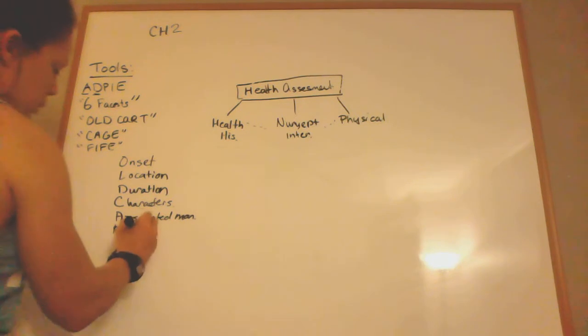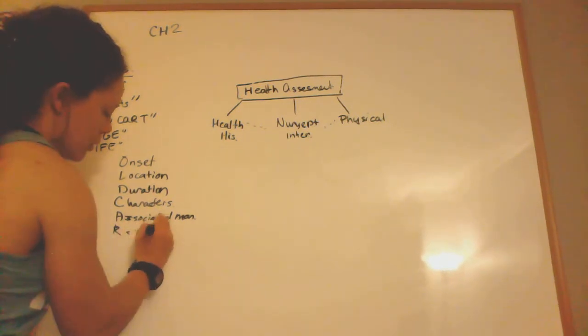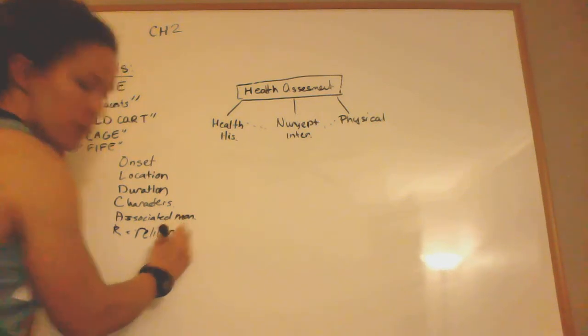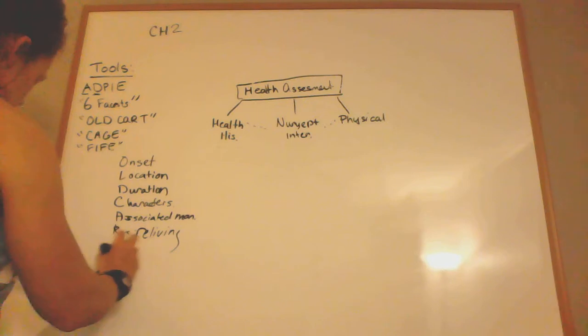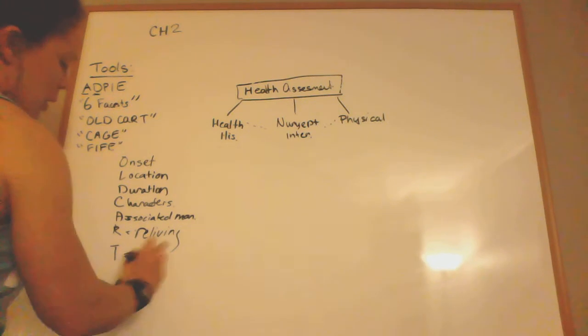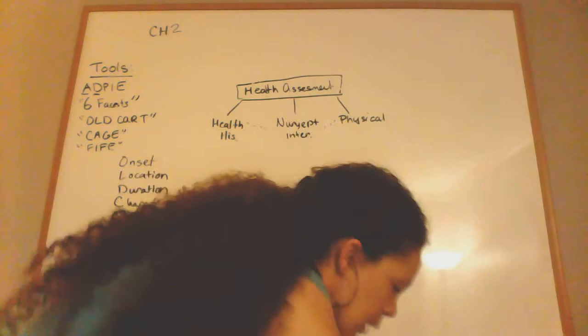All right, relieving factors. Like if I sit down, my leg no longer hurts. So relieving factors. And then T, which is treatments. So what have I done so far to help with my leg hurting? So again, this is how we specify information, how we can clarify what the patient's saying, and come up with a pretty detailed explanation of what the chief complaint is. All right, so that's old CART.